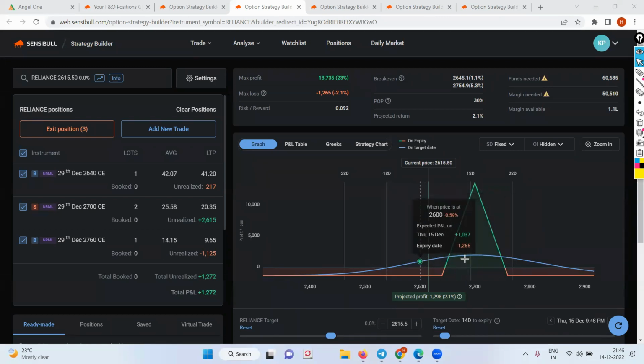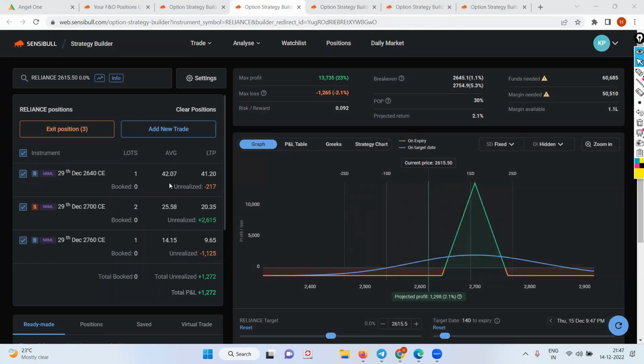I would rather leave it as it is, because at the end of the day, it's almost like 1:8 or 1:9. Either I'm okay to lose this 1,200. What I want is for Reliance to expire within this green zone. That's it. Even if it goes lower circuit or upper circuit, what am I going to lose? Only 2.1%. But still, am I going to take that loss? No. I'll try to do some contra trades.